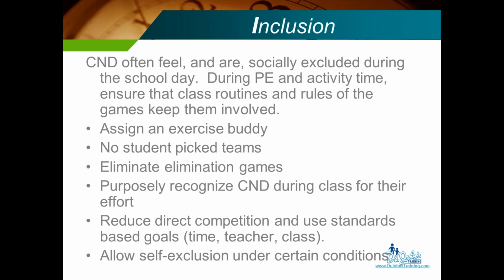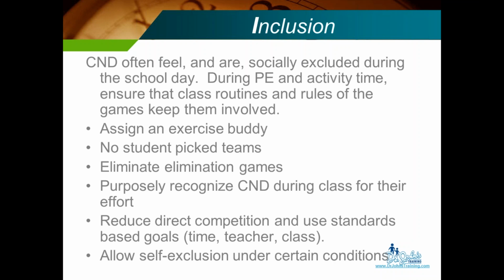Now, the caveat to being included in activities is to always allow a child with a neurological disorder to self-exclude under certain conditions. We had kids that we knew their trigger, and if you're not aware of what trigger means, we talked about it in the first webinar. A trigger is a situation that causes a child to become frustrated and to start acting out. We know that competition is a big one.